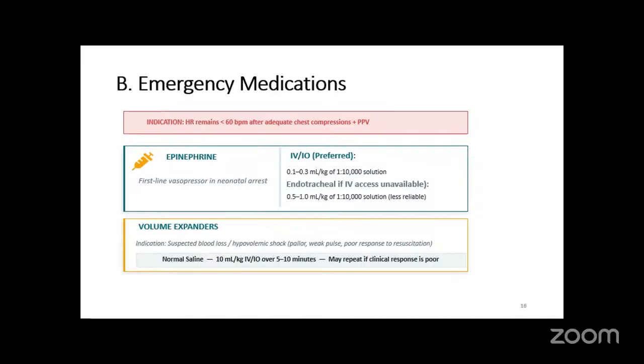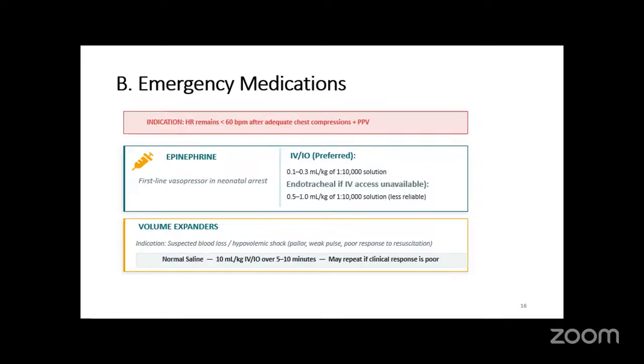And if there is neither an IV line nor an intra-umbilical line for whatsoever reason, the ephedrine can also be administered intratracheally. Epinephrine can be delivered intratracheally, but the doses will be increased to 0.5 to 1 milligram per kilogram.